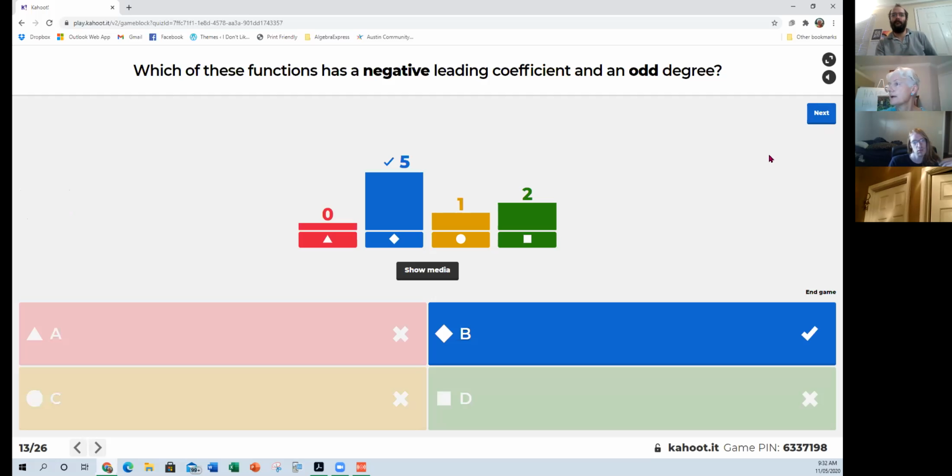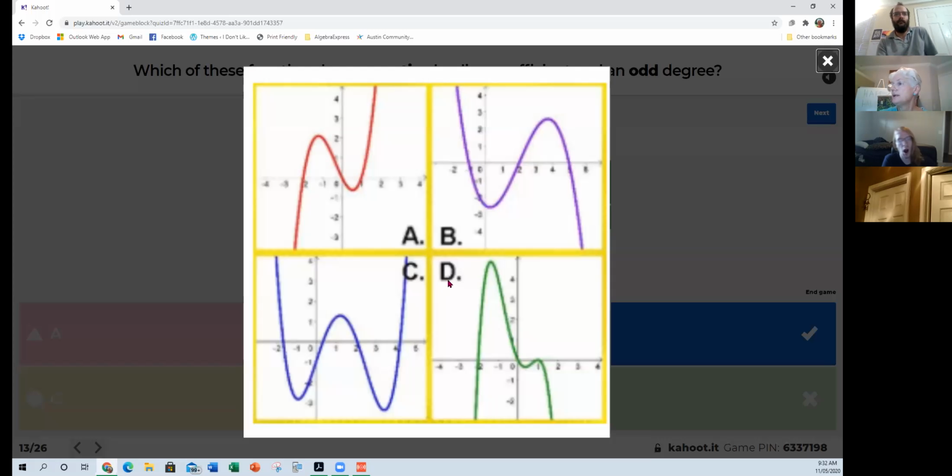Good, most of you got that. Let's look at this. Negative means it's pointing down at the end. So the only possible answers would be B and D. Then count the humps on B. There's 2 humps, and if you add 1, that would make it 3rd degree.